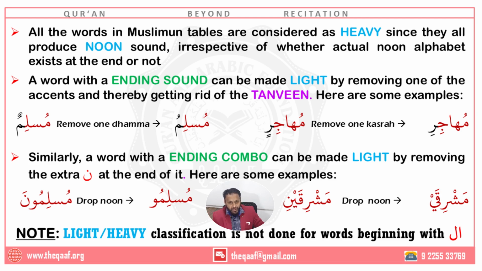Another example, muhajirin. Muhajirin, double kasra. How do you remove it? Remove one of the kasra. You get muhajiri. Brother Rais, can you mute your mic, please? So muhajirin becomes muhajiri. So what is muhajiri? Muhajiri is the light form of muhajirin, or vice versa. Muhajirin is the heavy form of muhajiri. Everybody clear? How to make a singular word or an ending sound or a tanween word into light form.